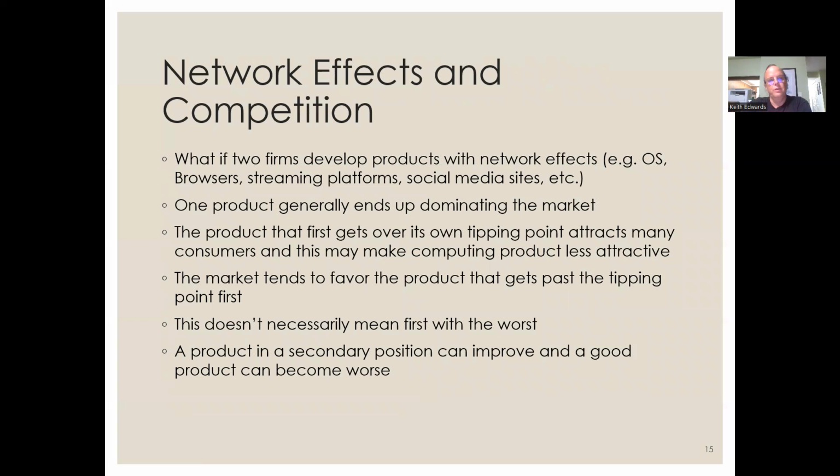So network effects and competition: what happens if you have two firms that are developing products with network effects? For example, operating systems or multiple browsers, streaming platforms, social media sites. There's lots of places where there's competition. Well, one product generally ends up dominating the market. And the product that first gets over its own tipping point attracts many of the consumers, and this may make the competing product less attractive. So the market tends to favor the product that gets past the tipping point first.